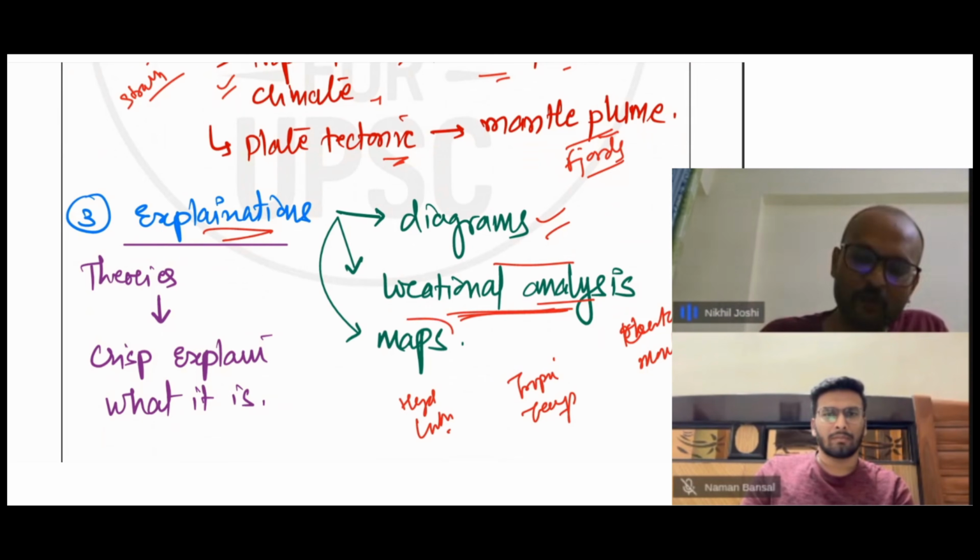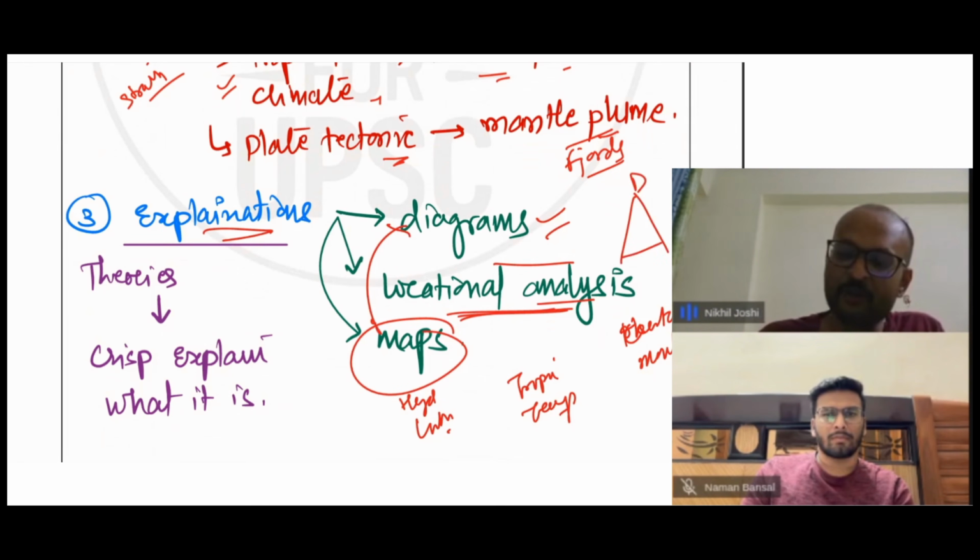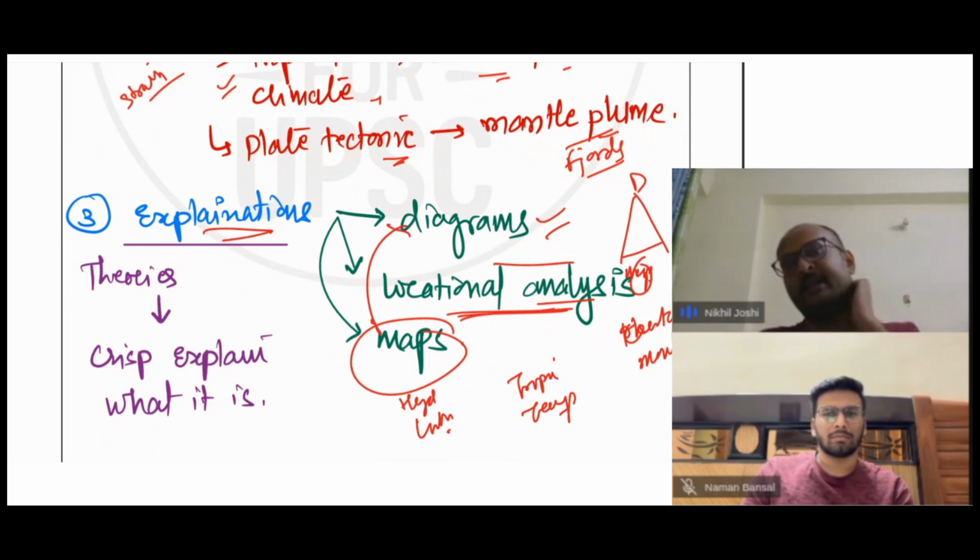And third would be, of course, drawing of maps. So diagrams and maps are interlinked, and they form a trinity. You need to have diagrams which supplement and highlight the locational analysis, and these two together constitute the maps for different phenomena. And when explanations are there, there are certain established explanations which are often known as theories.